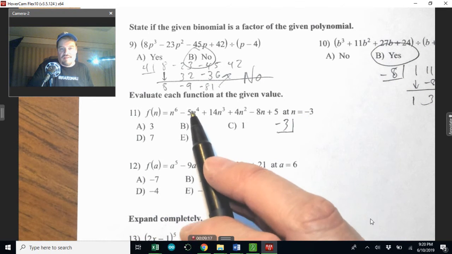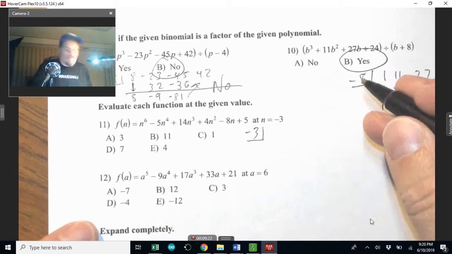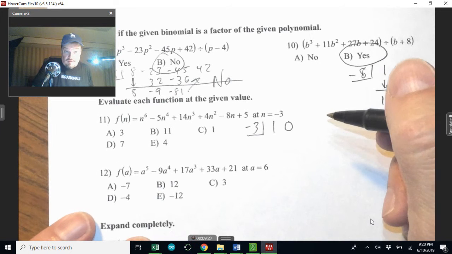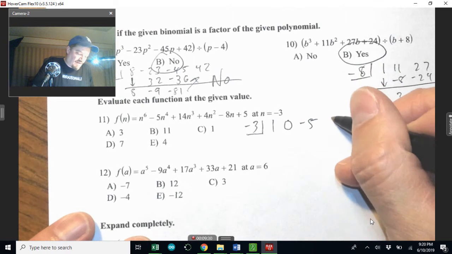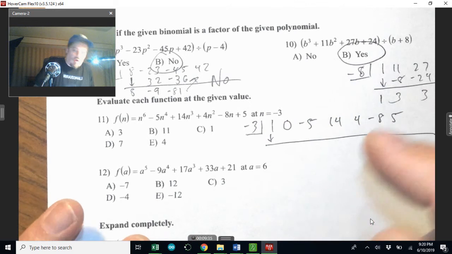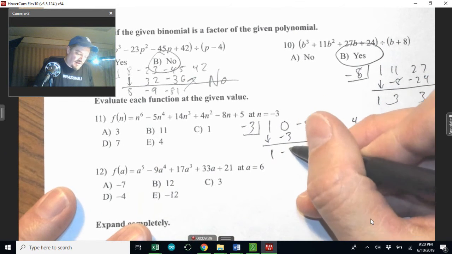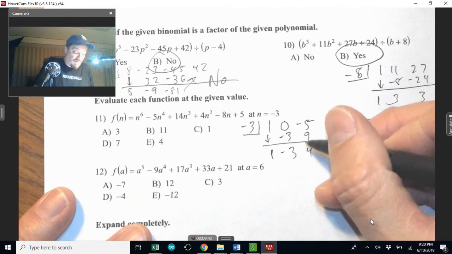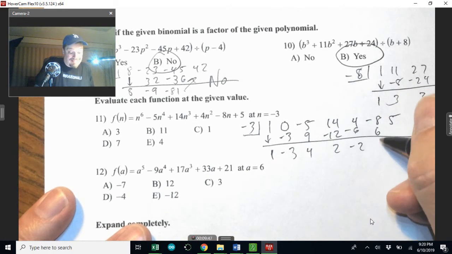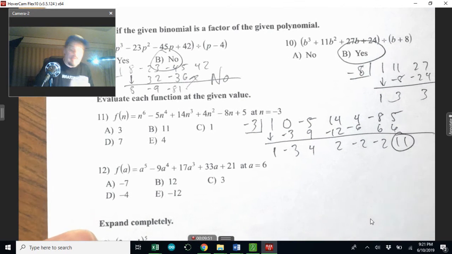Oh, we're missing a 5. 4, 3, 2, 1, 5, 0. Okay. So we need a 1, a 0 for the 5. Okay, for the 5th degree term. We have a negative 5, a 14, a 4, negative 8, and a 5. All right, so we got a long one, but as long as you're careful, your answer will show up. 1, negative 3, positive 9, positive 4, negative 12, positive 2, negative 6, negative 2, positive 6, negative 2, positive 6, 11. So the answer is 11 because that's your remainder.